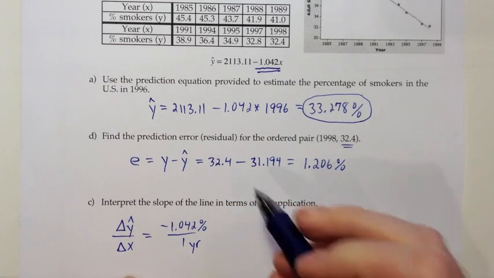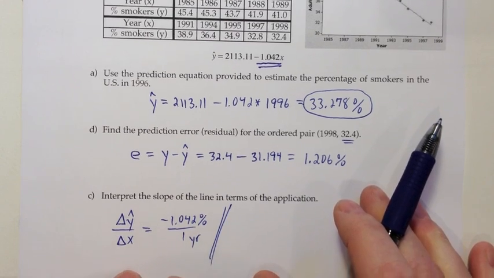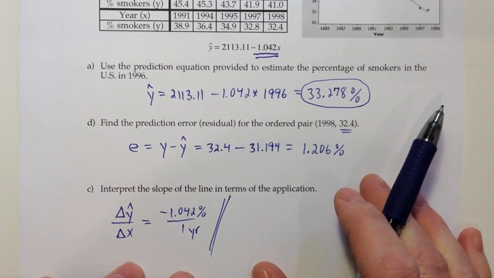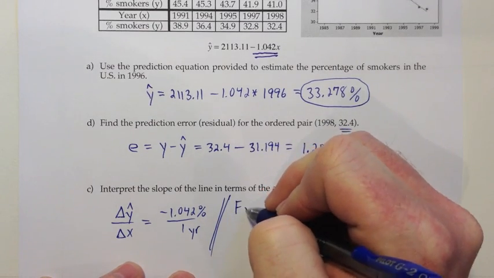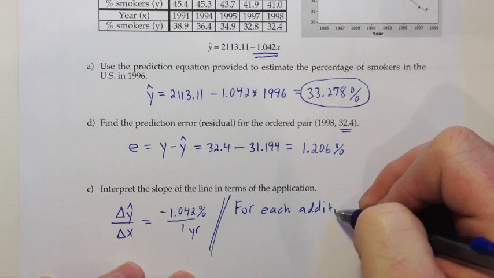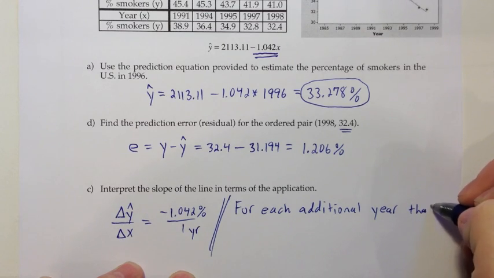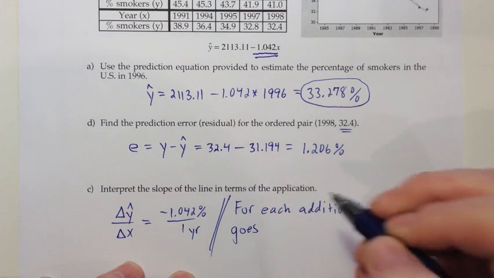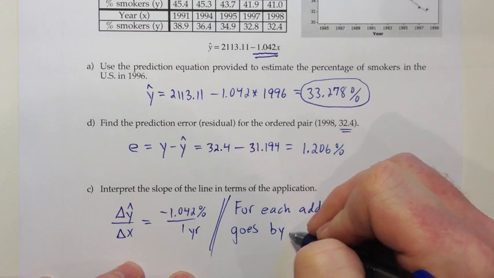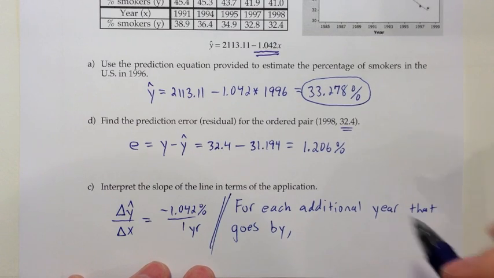And then when I interpret slope, I usually go from the bottom up. So I'd say for each additional year that goes by, the percentage of smokers in the U.S. is decreasing by about 1.042%. Let's go ahead and write that out. So for each additional year that goes by, the percentage of smokers in the U.S. would decrease by about 1.042%.